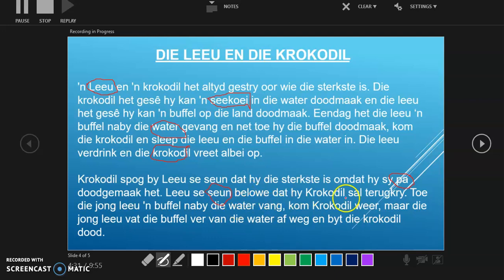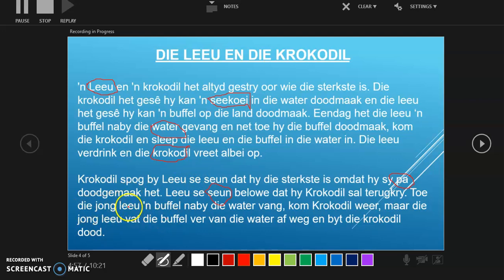Right, the last sentence. Toe die jong leeu 'n buffel naby die water vang, kom krokodil weer. Maar die jong leeu vat die buffel ver van die water af weg en byt die krokodil dood. Goed, so kom ons kyk gou watter woorde is daar.